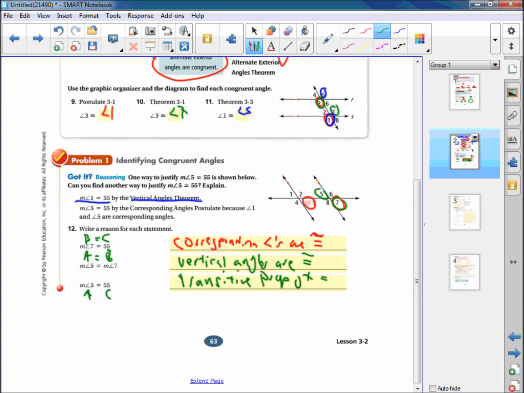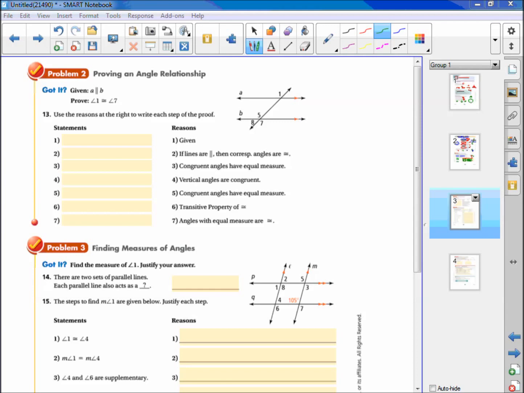of equality. Okay, on our third page, we have two problems here dealing with proofs. So we want to prove an angle relationship, and our given here is lines A and B are parallel, and we want to prove that angle 1 and angle 7 are the same. Okay. All right, so the given, that's our first reason here in our statement. So the given is A is parallel to B. All right, our second reason is if lines are parallel, then corresponding angles are congruent.